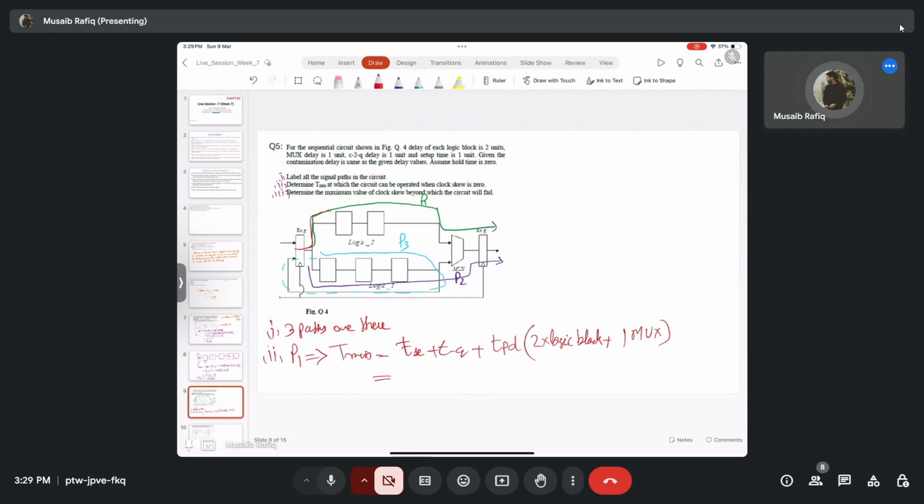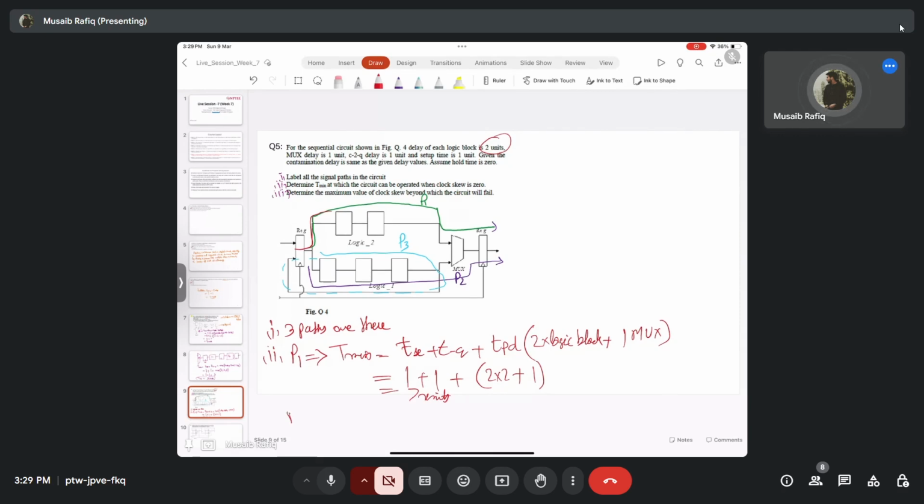So how much is the setup time? Is it given? Yeah, 1. Clock to Q is also 1. Each logic block is 2 units, so it will be 2 into 2, and mux is how much? 1. So it will be 4 plus 1 plus 1 plus 1, that is 7 units, right? Yeah, it will be 7 units.